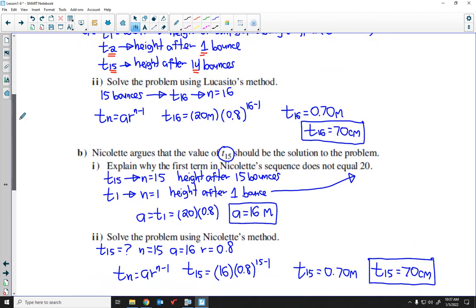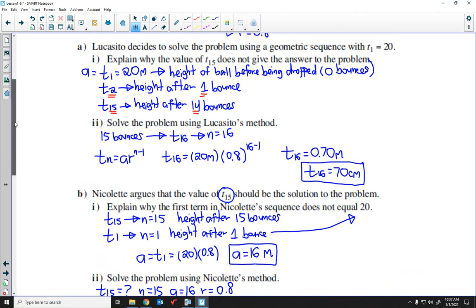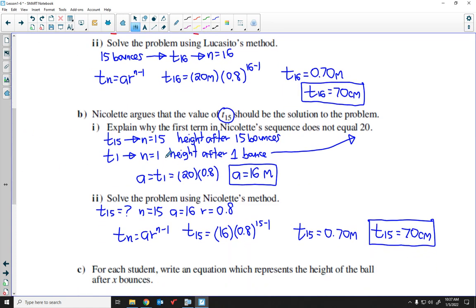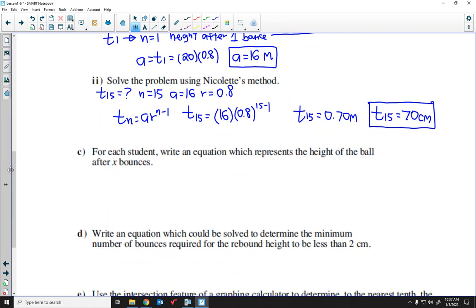So again, you've just got to be really careful with how you set up the problem. Either approach works. If you don't want to change the first term value, then you're going to have the bounce number and the term number offset by 1. If you want to calculate the height after the first bounce, then the term number and the number of bounces would actually properly match up. I would probably do method B because I don't like it when things don't match up like that, but it's your call in terms of how you prefer to solve it. Unless, of course, the problem tells you to solve it in a specific way like it does here.